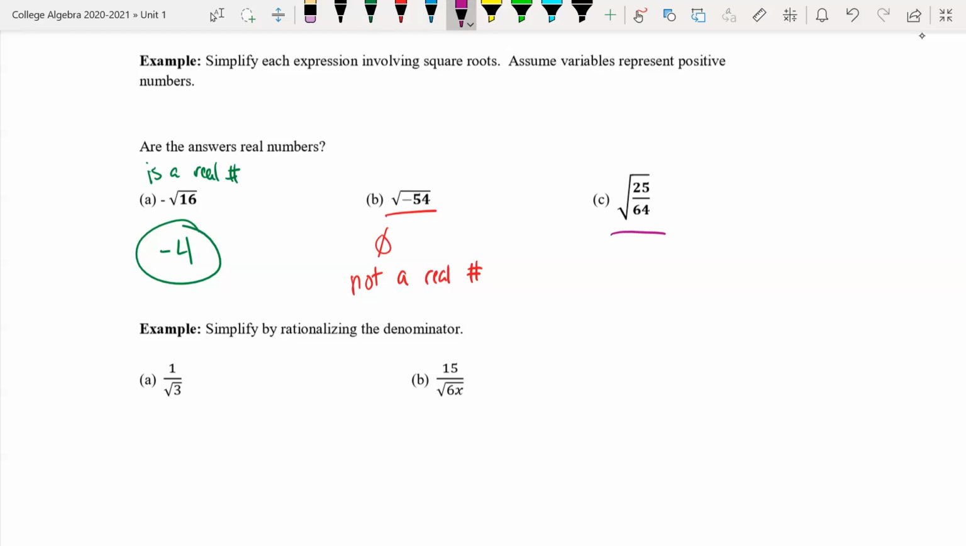This one right here is a real number, because I can split this up into the square root of 25 over the square root of 64, which would be 5 over 8.